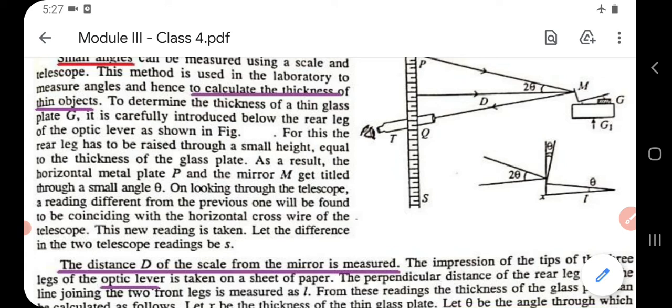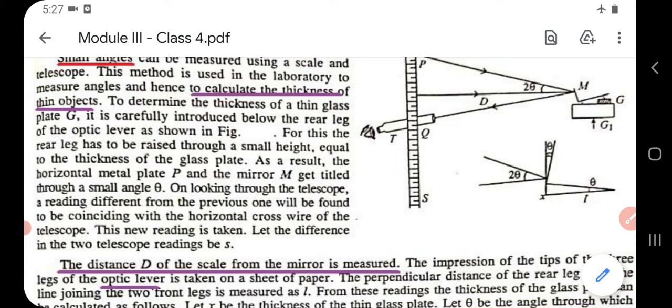As a result, the metal plate P and the mirror M will get slightly tilted through a small angle theta. Now we have to measure that small angle theta, that is, how much that plate or mirror has tilted when you have placed that thin glass plate. In order to measure that particular angle of tilt, you use this particular method, scale and telescope.